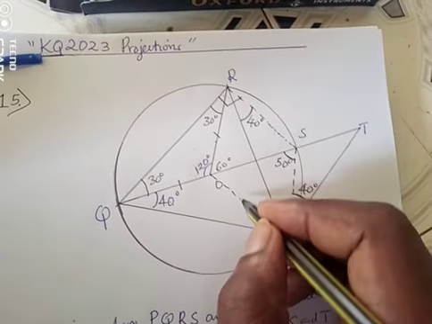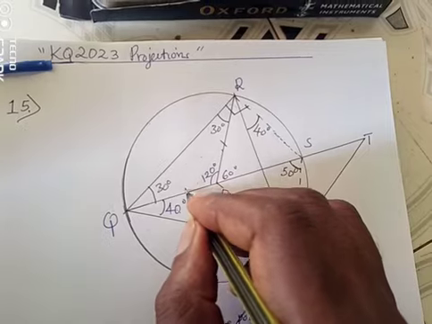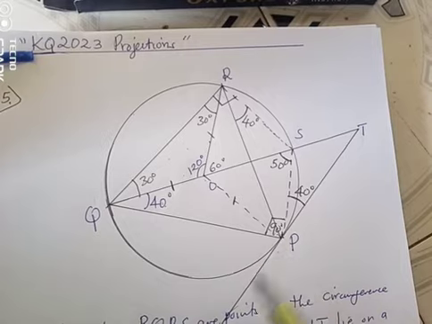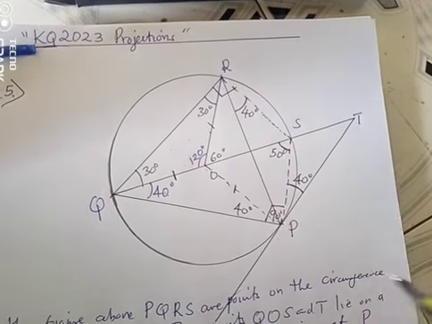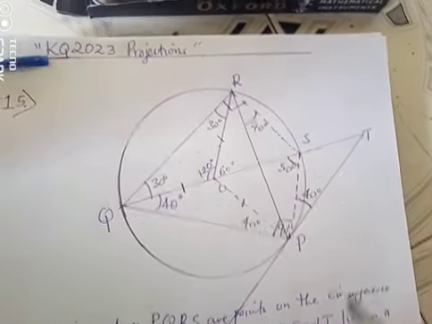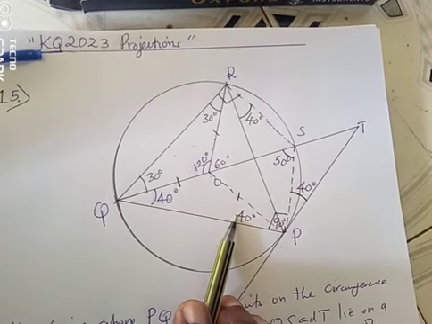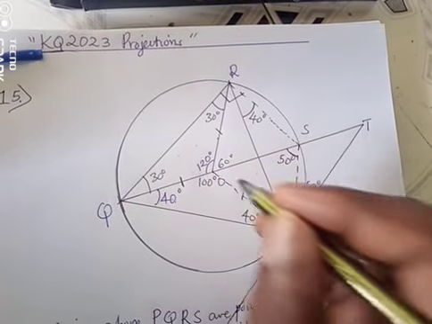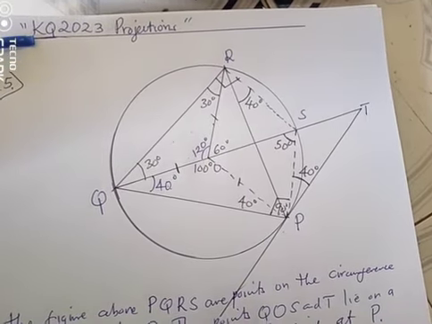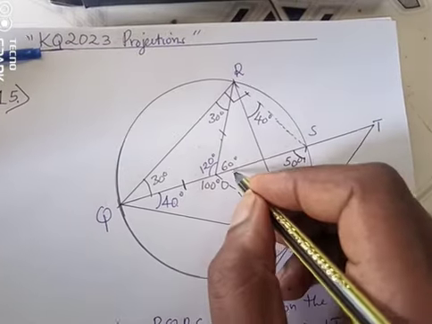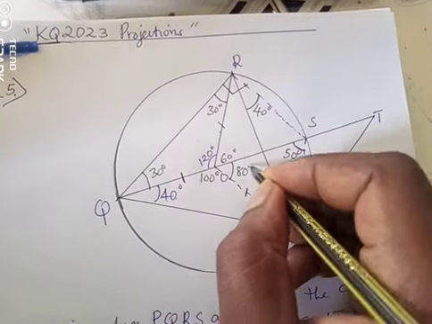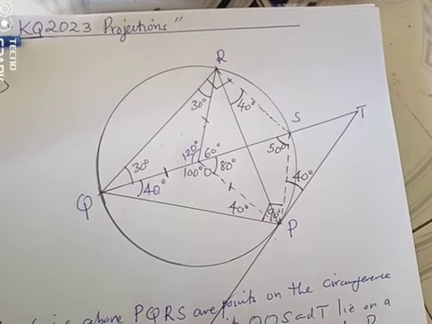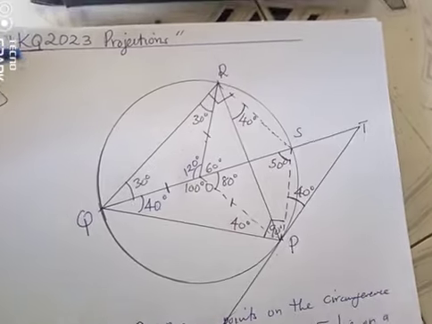So this being another radius, OP and OQ are radii, and therefore base angles are always the same. So 40 gives me 80 degrees. Minusing it from 180, we get 100 degrees over there. Then angles on a straight line again add up to 180, and therefore if I minus 100, I get 80 degrees.